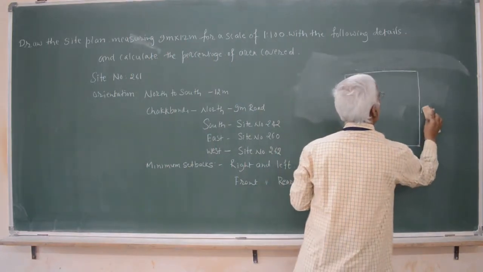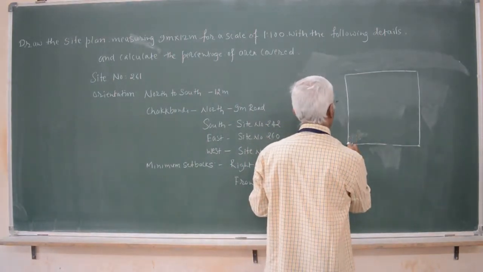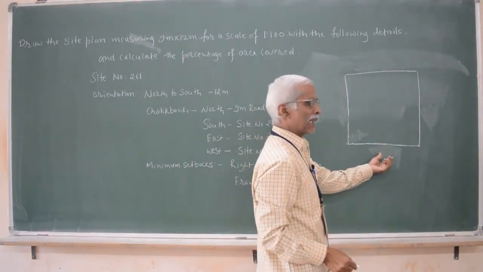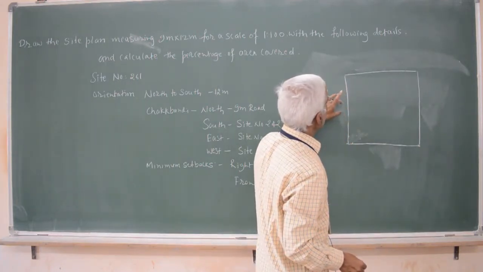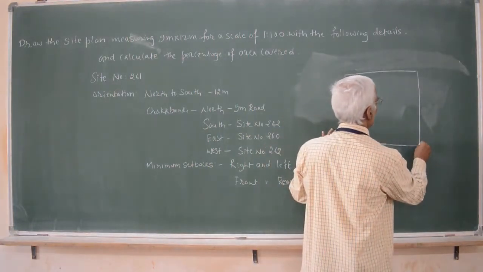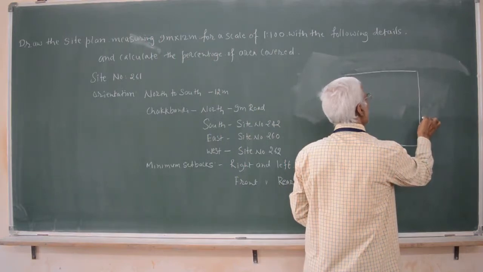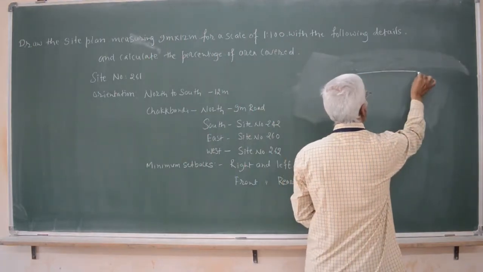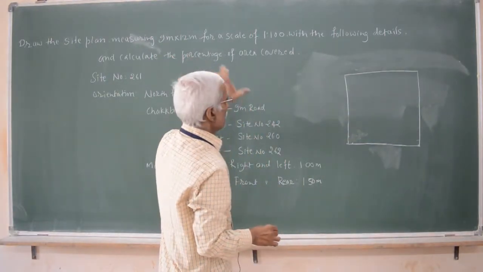How? One more time I will explain to you. First, what do you have to do? First draw the horizontal line measuring 9 centimeter, that represents 9 meter. At one end, at 90 degree, draw a vertical line measuring 12 centimeter, it represents 12 meter. And at the other end, you have to draw a 12 centimeter line, that means 12 meter, at 90 degree. Now join these 2 points. Now your 9 meter by 12 meter site is over.